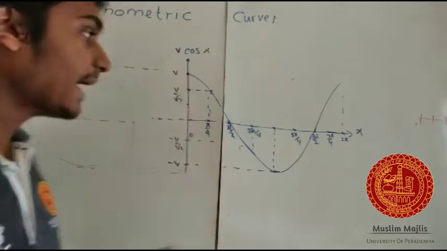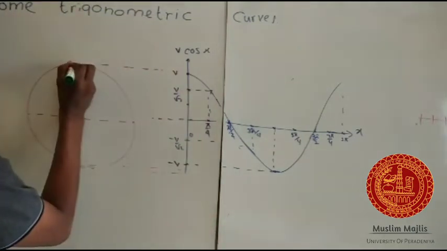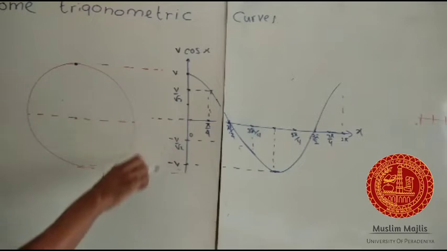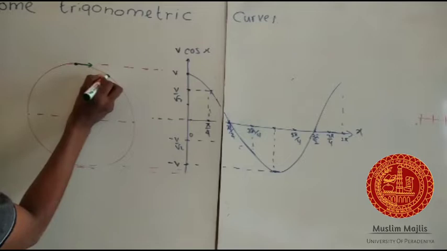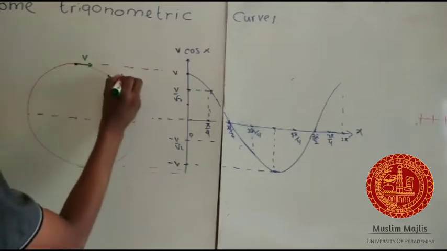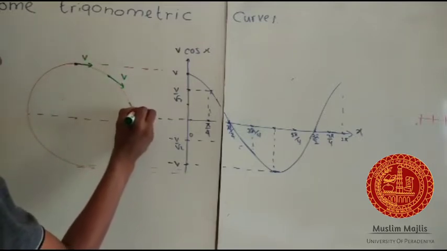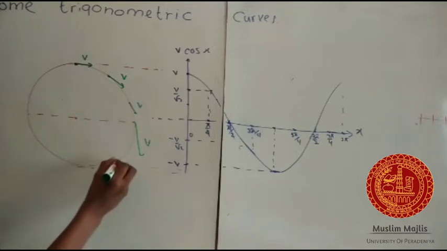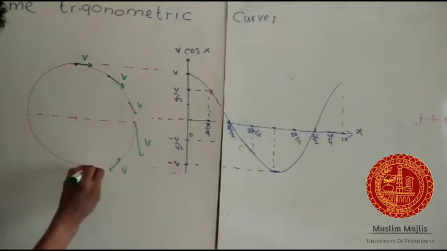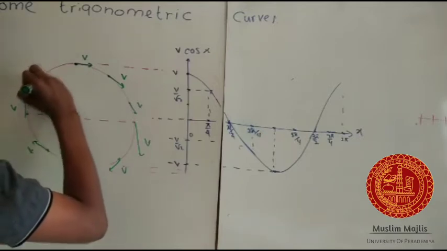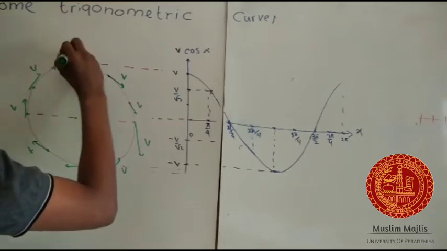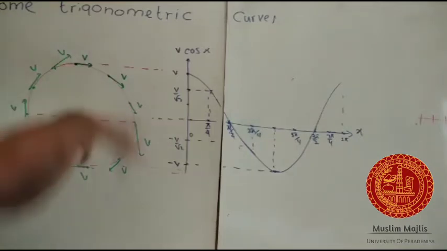Now let's say a particle is somewhere around here, and it is performing a circular motion, let's say uniform circular motion. Wherever the position is, it doesn't really matter. The magnitude of the velocity will be v, right? The only difference is that the direction is going to change. So this is how the velocity of the particle is going to change, right?